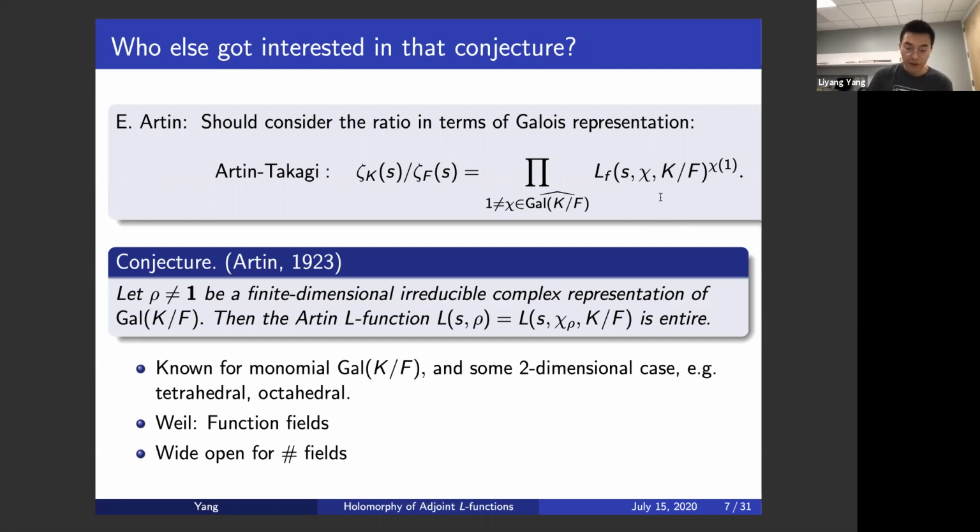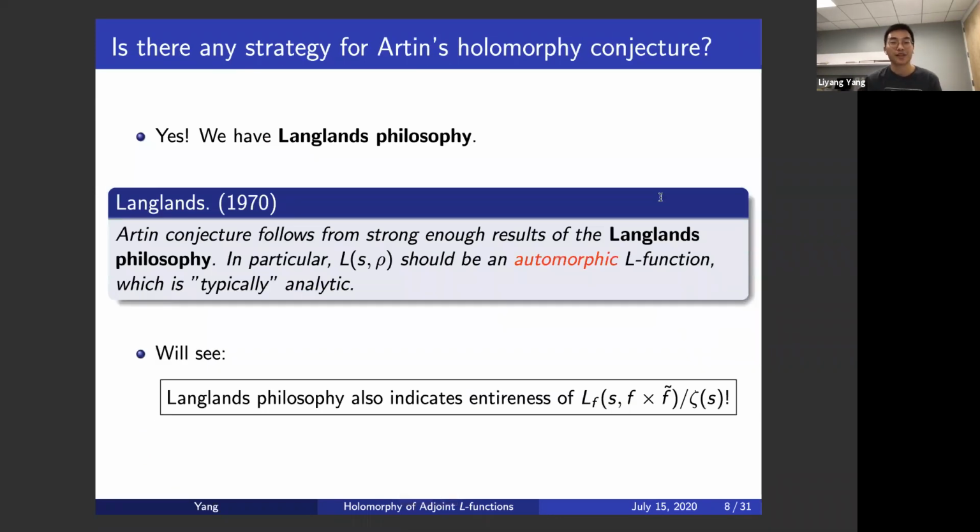Well, unfortunately, we don't know much about Artin's conjecture now. Basically, it's known for monomial representations or some two-dimensional cases, like the tetrahedral case or octahedral case. And I think we proved this conjecture over function fields, but it is still wide open for number fields. There might be many strategies to attack Artin's conjecture, but here I'll introduce my favorite one, which is the Langlands philosophy, because I'm a big fan of Langlands.